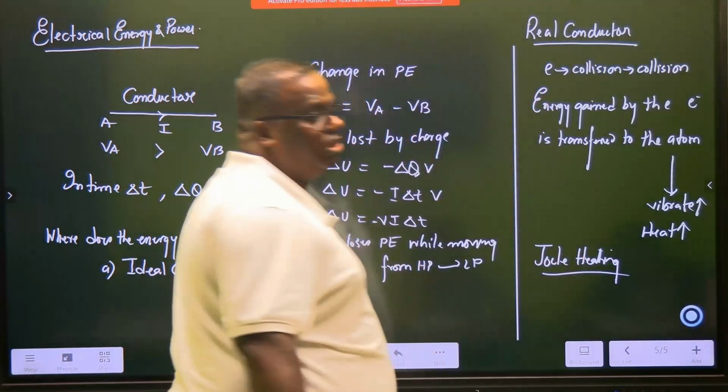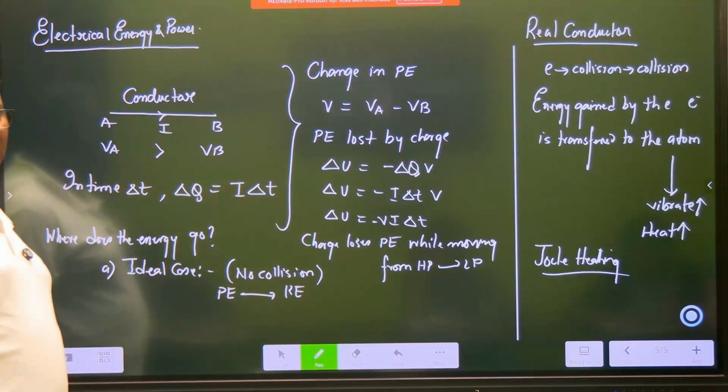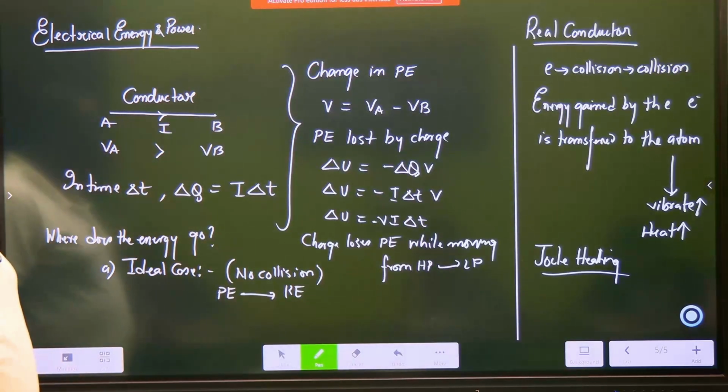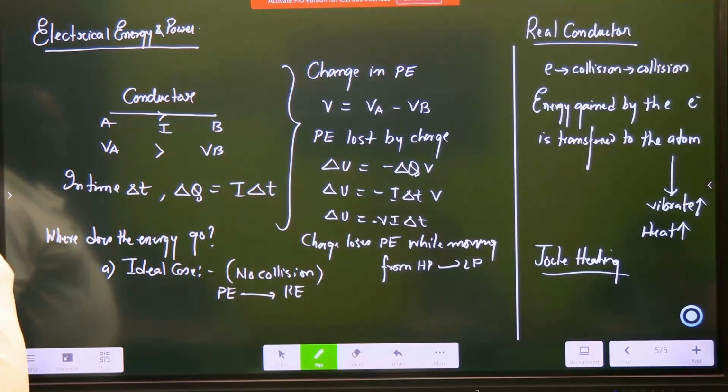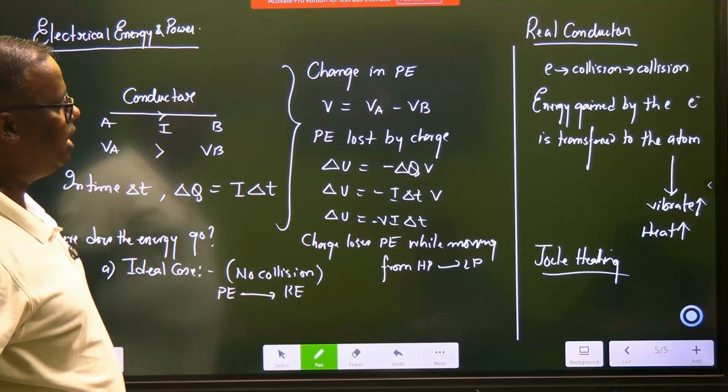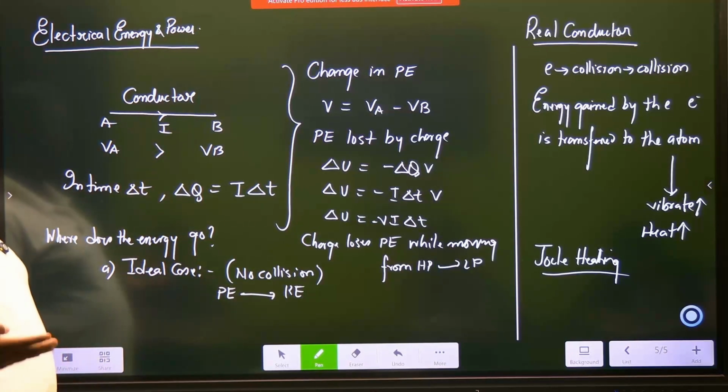Electric current has got three effects: magnetic effect, heating effect, and chemical effect. Chemical effect is studied in chemistry, which is known as electrochemistry. Rest is Joule's heating. Joule's heating, if you remember grade 10, a current carrying wire develops heat. Why does it develop heat?